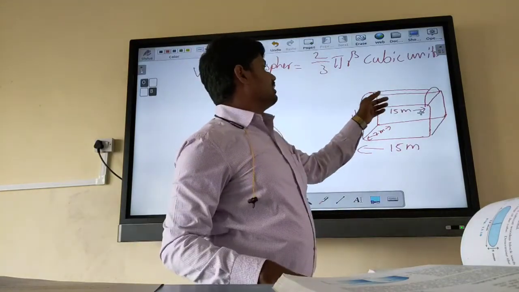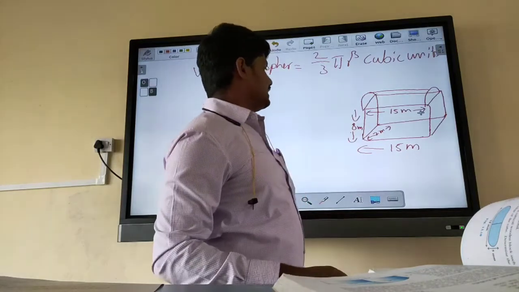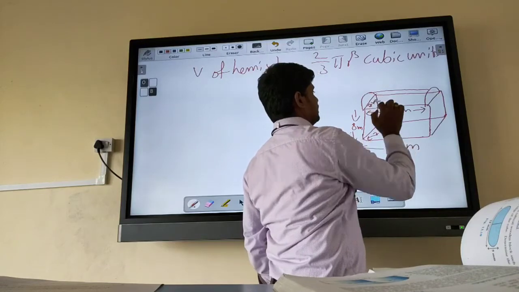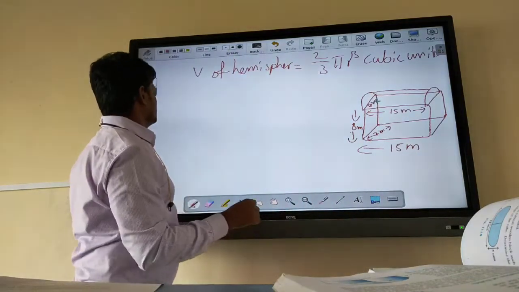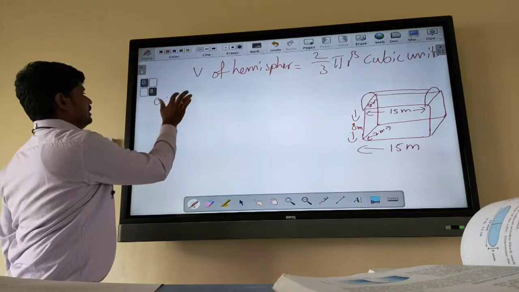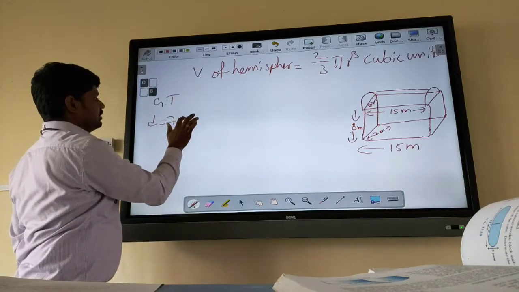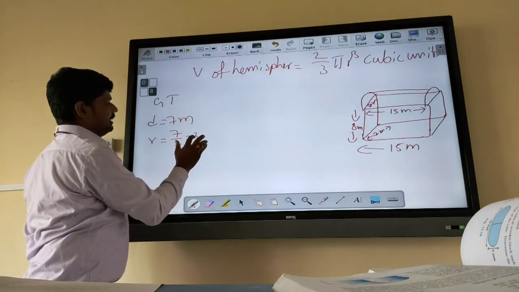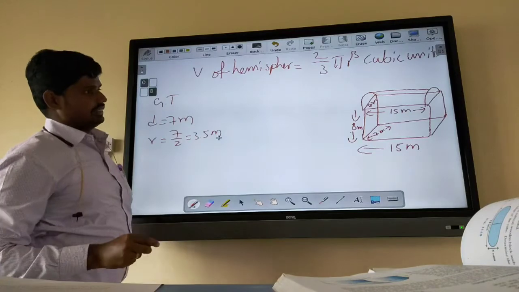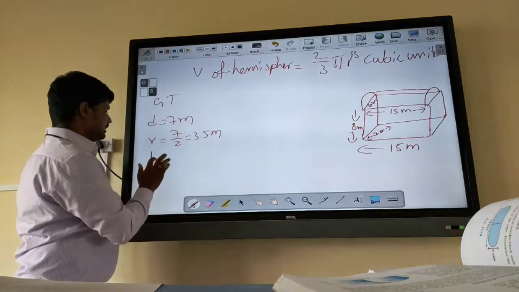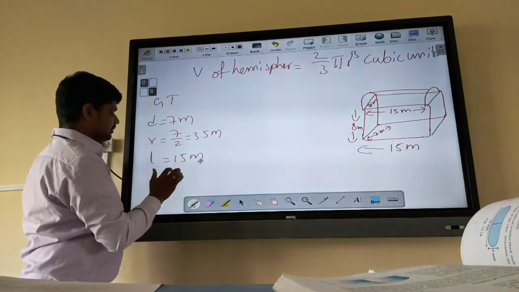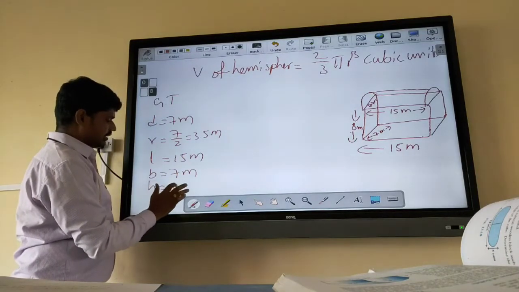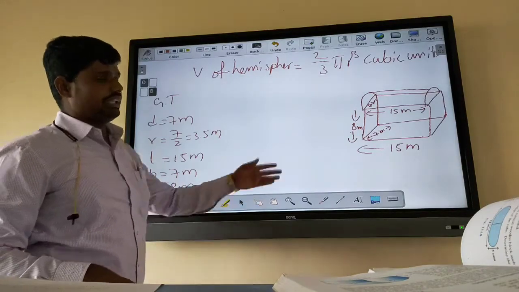Diameter of the cylinder is given. What is the breadth? 7 meter. Diameter is 7; you should convert it into radius. First write: given that diameter is equal to 7 meter. Convert to radius: 7 by 2, which is 3.5 meter, is the radius. Any doubt regarding this one? Length is given 15 meter, breadth 7 meter, height 8 meter. Height of the cylinder is also given as 15 meter.